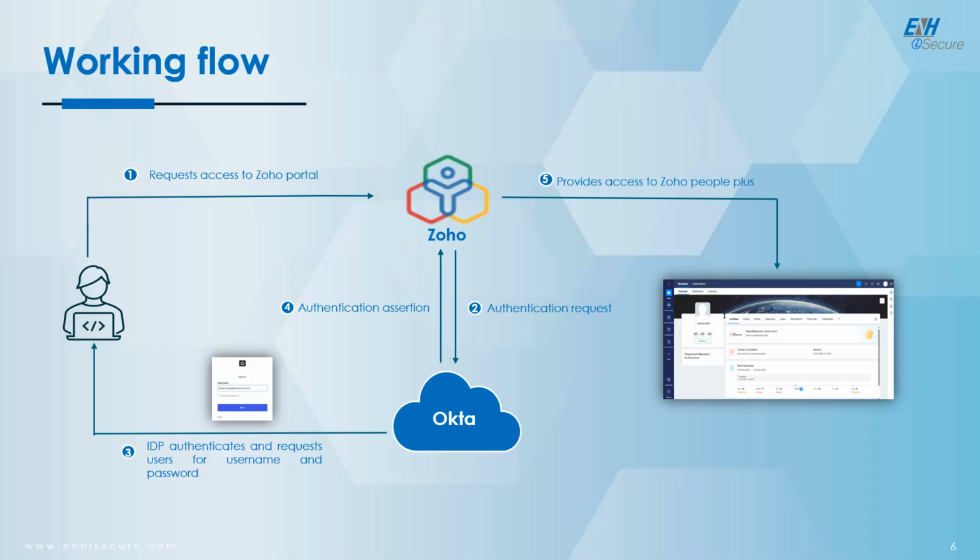Step 5. Zoho provides access to Zoho People Plus. Once Zoho receives the SAML assertion from Okta, it verifies the information and confirms that Edward is the one who he claims to be. If everything checks out, Zoho grants Edward access to Zoho People Plus. Edward can now use the portal without needing to log in again.